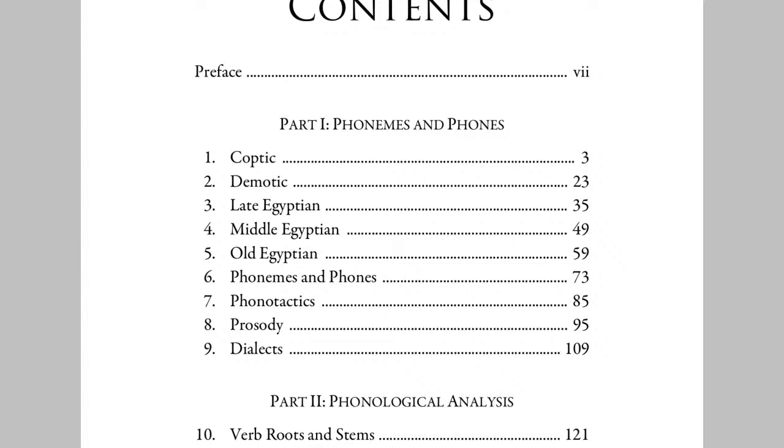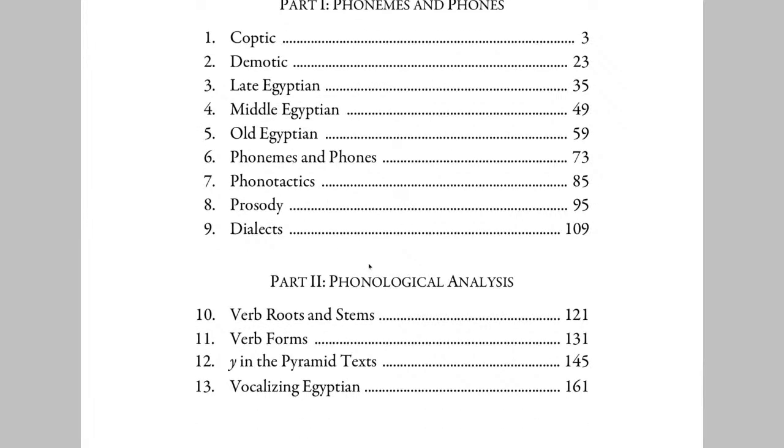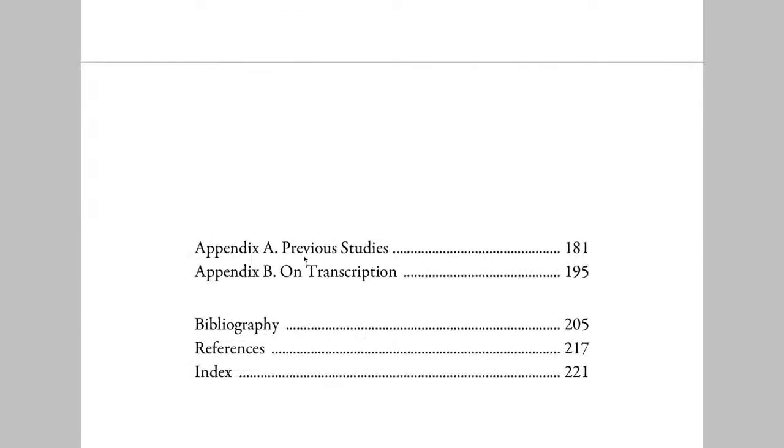Now, again, the challenge with Ancient Egyptian is that we don't know how it sounds. So there are many different analyses concerning how Egyptian was probably pronounced. He does this appendix here on the previous studies. So if you want to know what authors in general have written about and proposed, different pronunciations and vocalizations for Egyptian words, he gives a good literature review, but that's at the end in Appendix A.